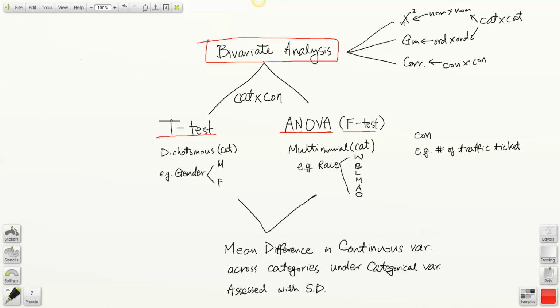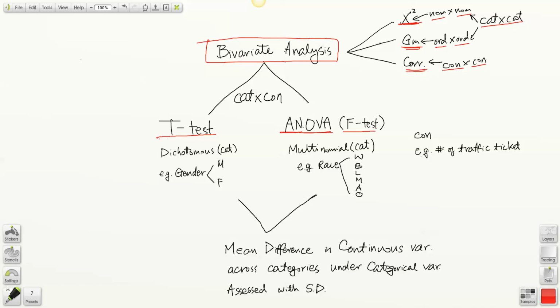Depending on the types of variables, you can think of chi-square, gamma, or correlation. Both gamma and chi-square use two categorical variables. Especially when you have two nominal variables, you can try chi-square. When there are two ordinal variables, you can try gamma. And when you have two continuous variables, you can try a correlation test.